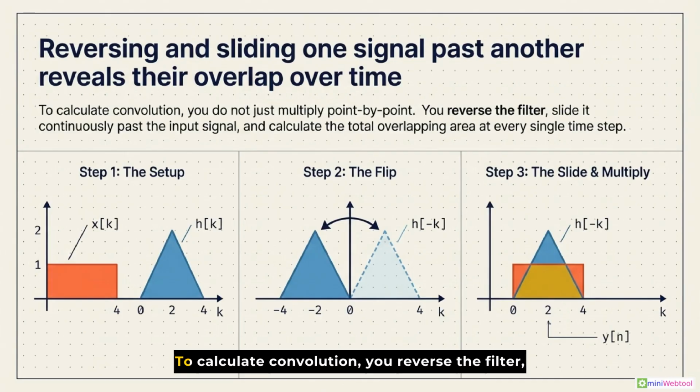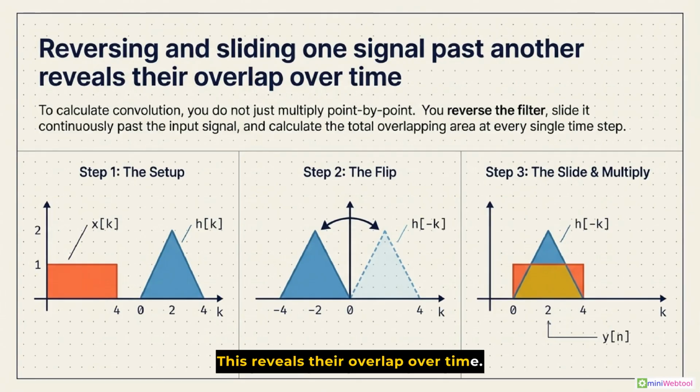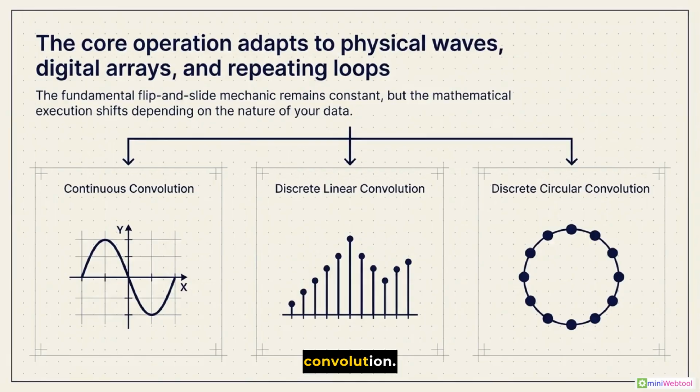another. To calculate convolution, you reverse the filter, slide it continuously past the input signal, and calculate the total overlapping area at every time step. This reveals their overlap over time. The core flip and slide operation adapts to various data types, leading to continuous, discrete linear, and discrete circular convolution.